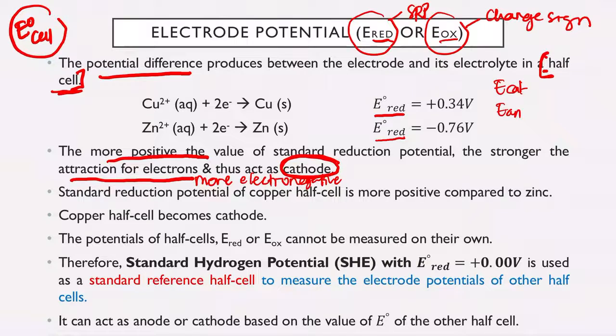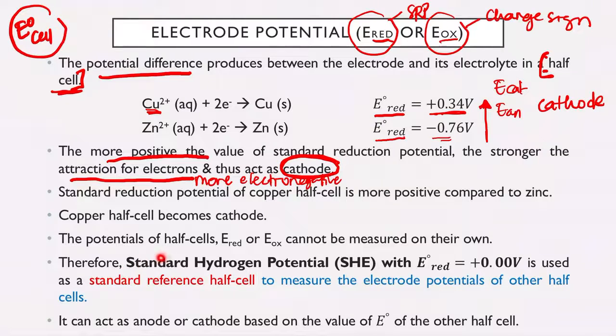Okay. So siapa ke atas, like in this case copper. Okay, it's more positive than zinc. Okay, siapa yang kat atas ni? Yang atas, more positive, will become cathode. Why? Because it has a higher tendency to accept electrons or undergo reduction. Alright? Okay.